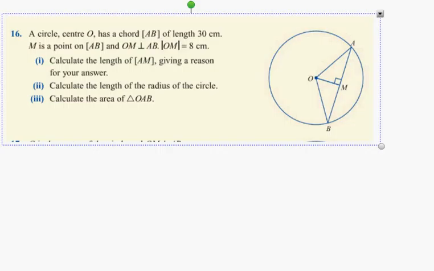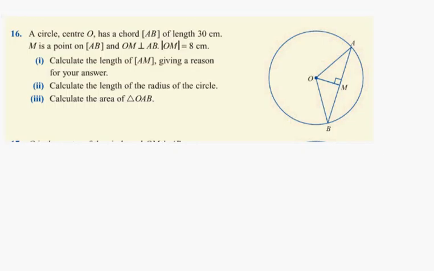Okay, moving on guys. Sam, wake up. So, a circle of centre O has a chord of length 30. Now what's the chord being, guys? A to B is 30. I want to introduce you to another one.